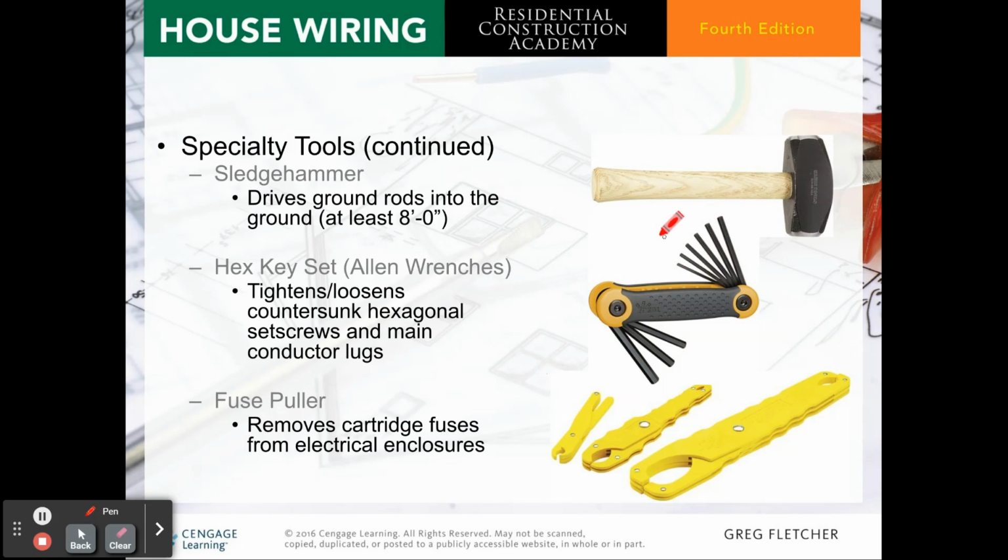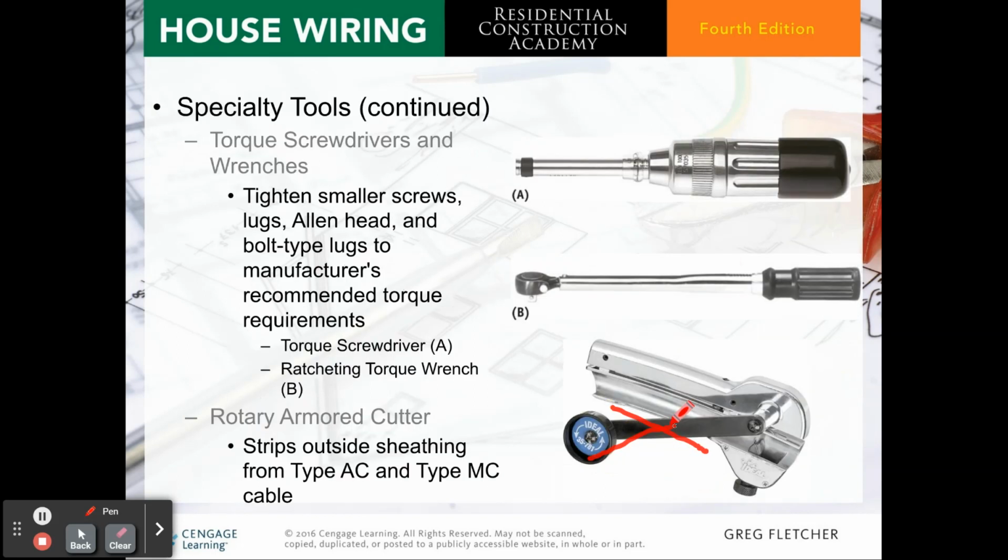A hex key set, also known as Allen wrenches. They tighten and loosen countersunk hexagonal set screws and main connector lugs. A fuse puller, it removes cartridge fuses from electrical enclosures. And we won't be using those. Torque screwdrivers and wrench. We will not be using those.